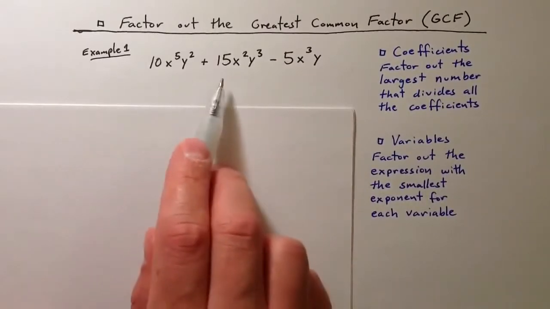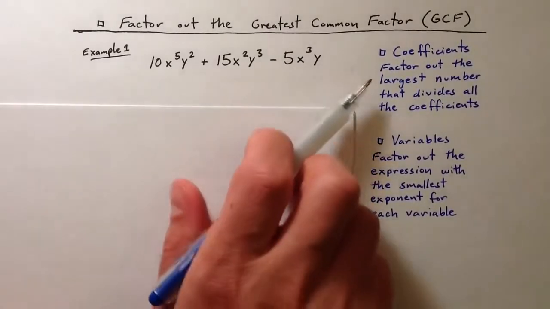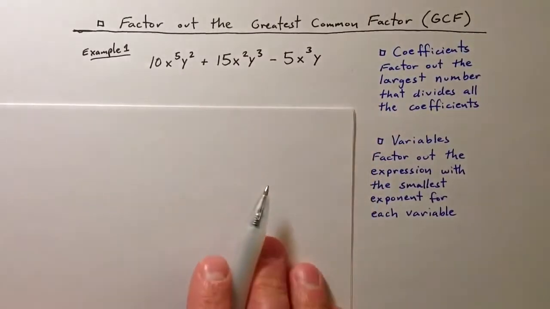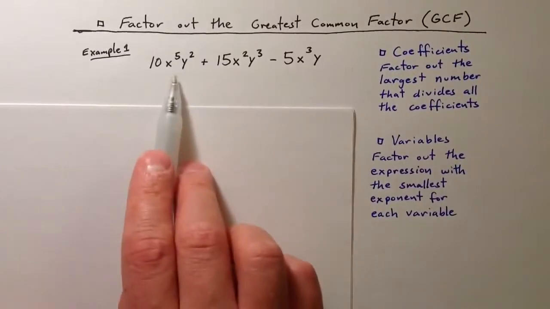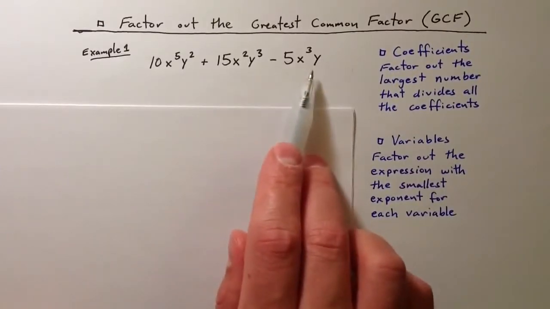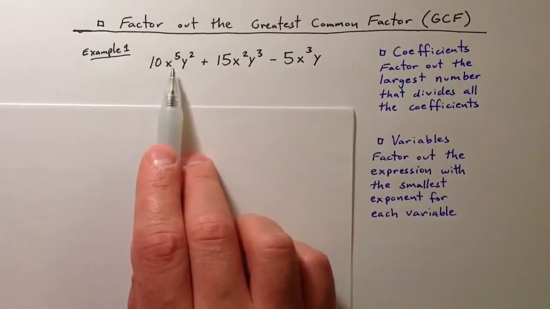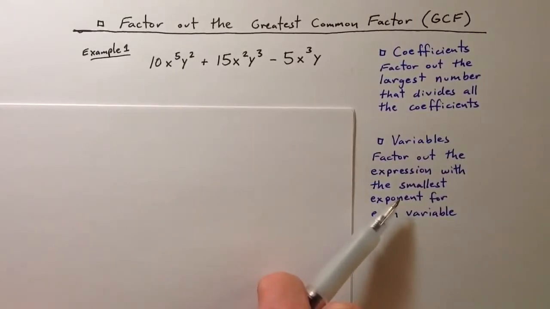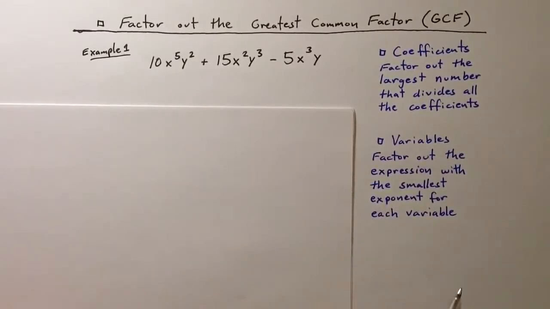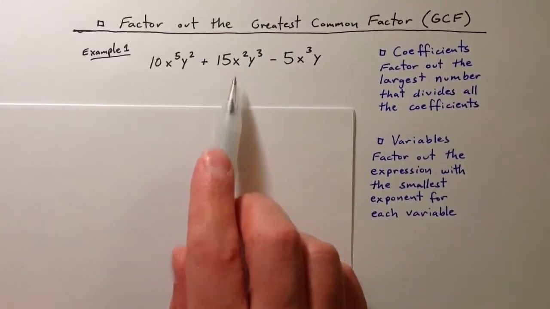The numbers in front are called the coefficients, and for the coefficients I can factor out the largest number that divides all of them. For the variable parts of the expression, I'm going to determine what the greatest common factor is by looking at the exponents. The exponents basically represent how many times that variable appears as a factor. And so we're going to use the smallest exponent for each of the variables. We're going to use the smallest exponent to determine the greatest common factor.